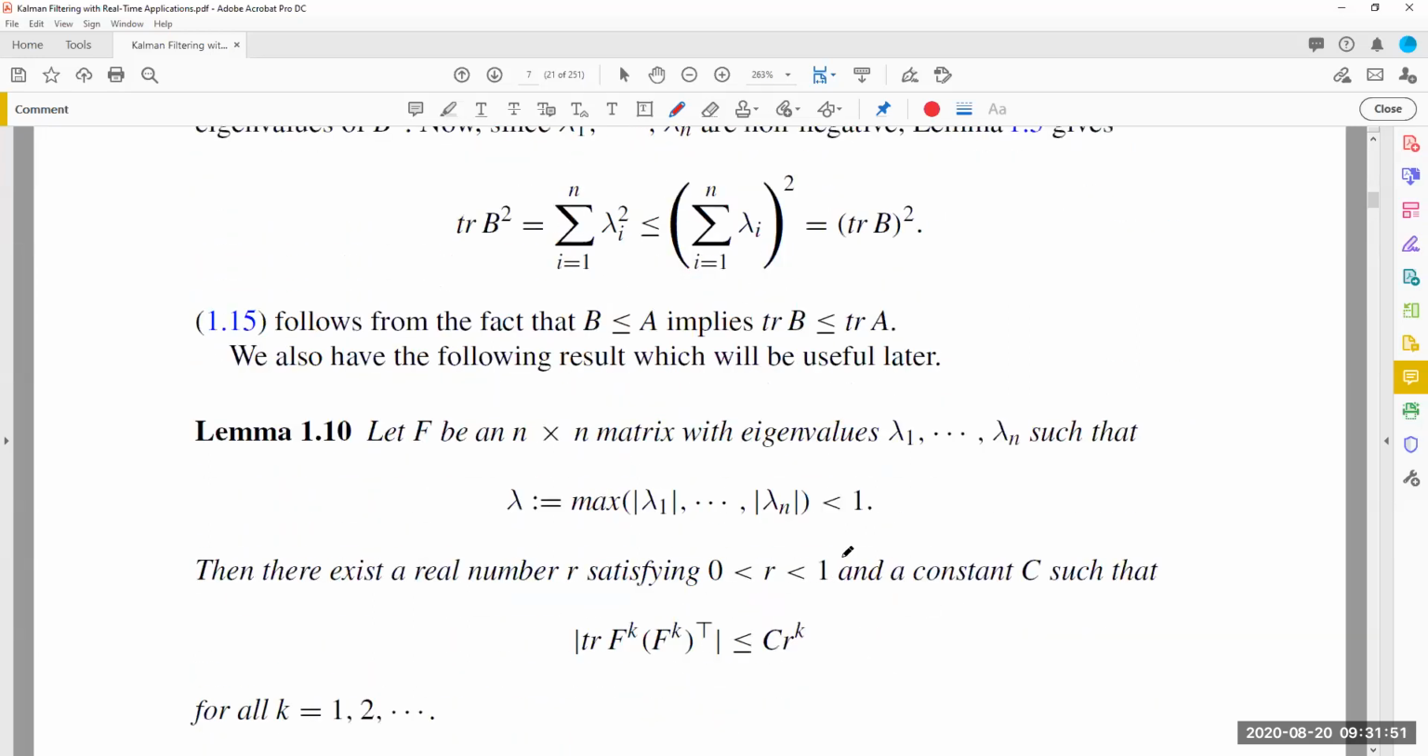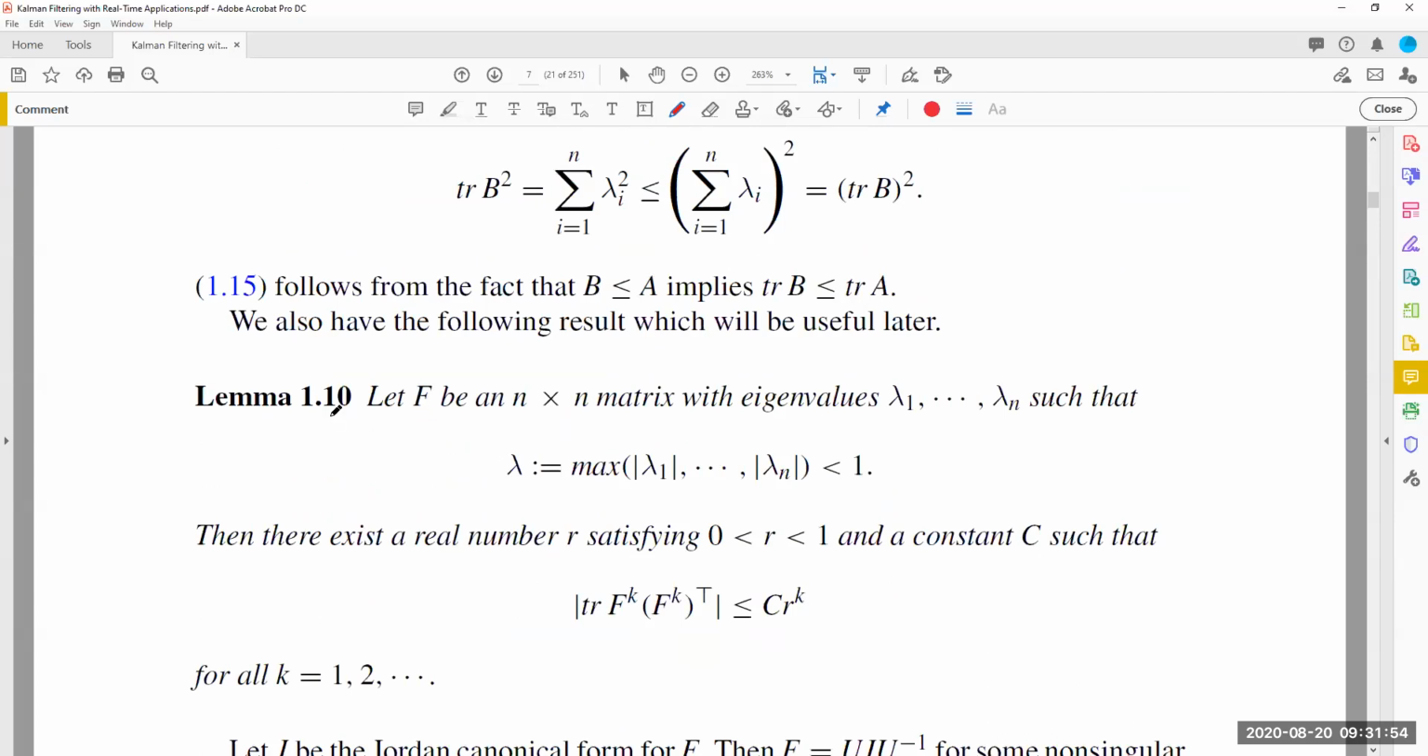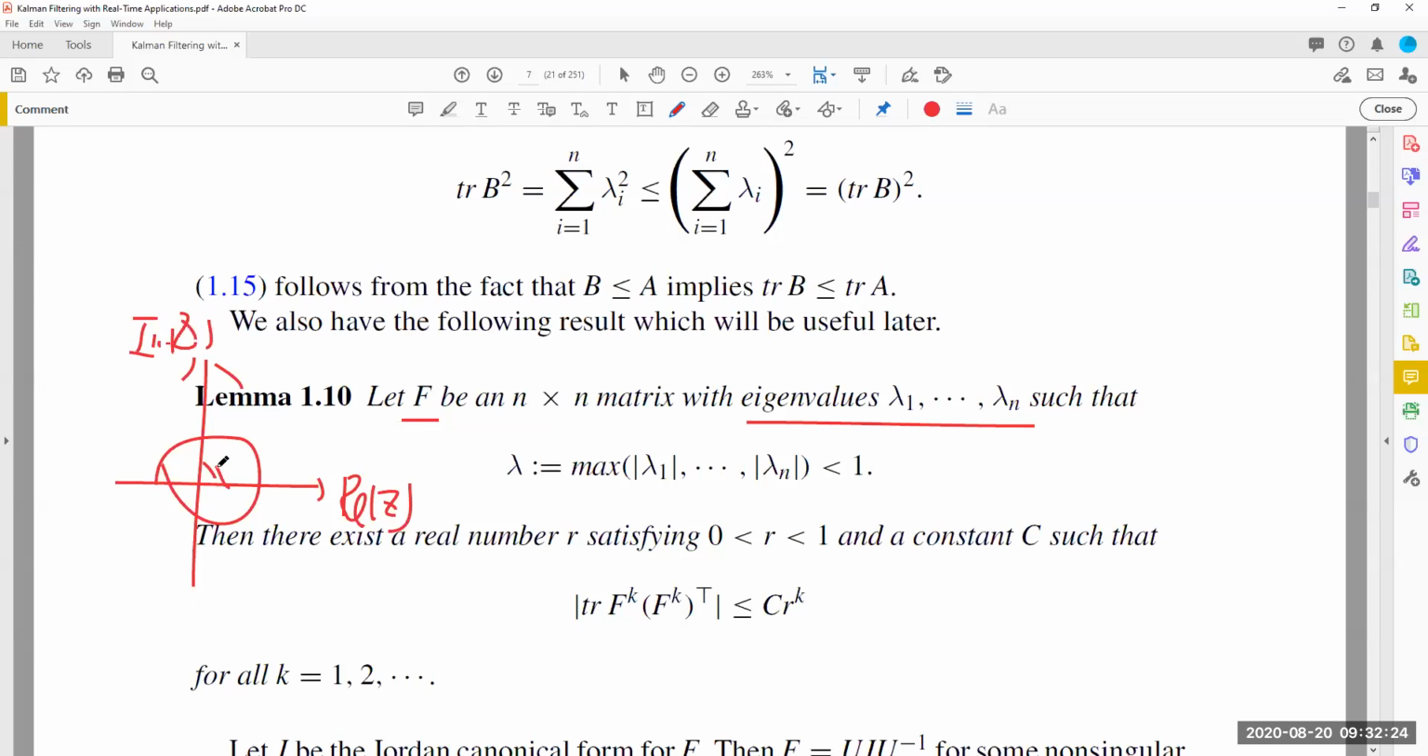The last one is lemma 1.10. If F, in discrete time, is a stable matrix, so all eigenvalues lambda 1 to lambda n are within the unit circle, all the eigenvalues in the unit circle in the complex plane, with a real part and an imaginary part.